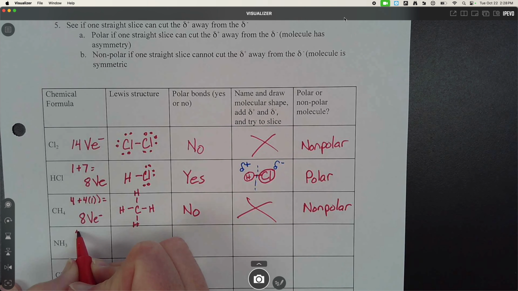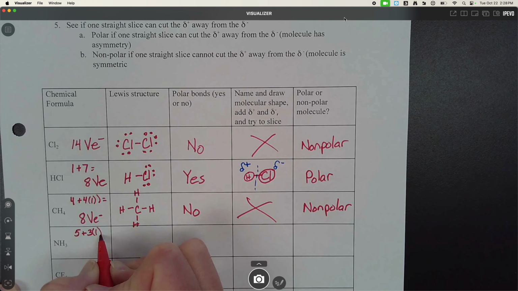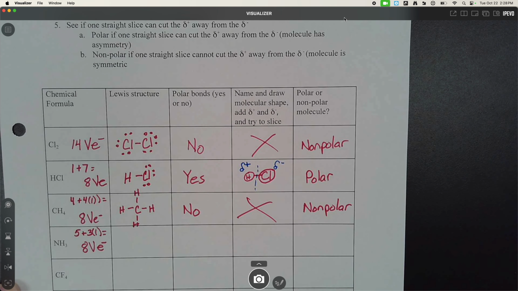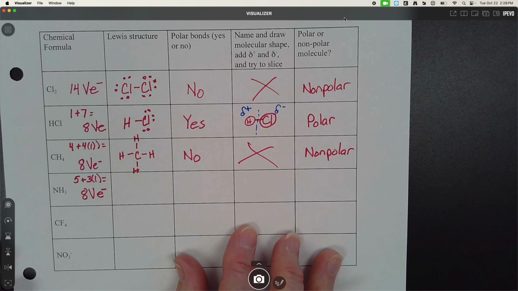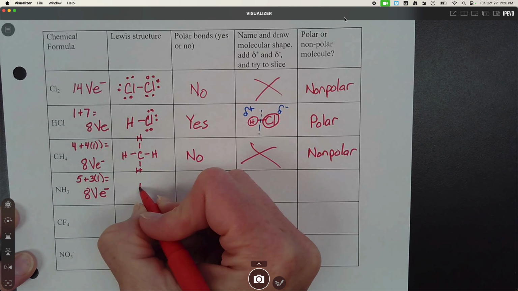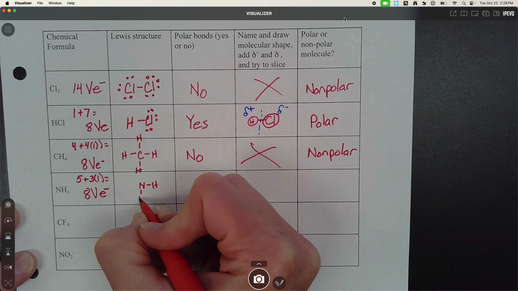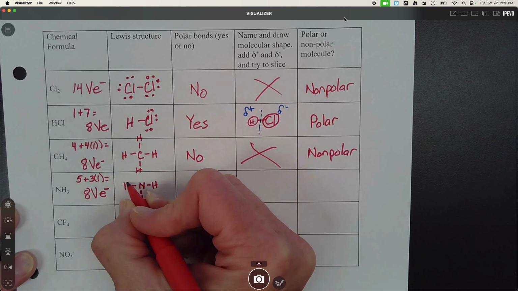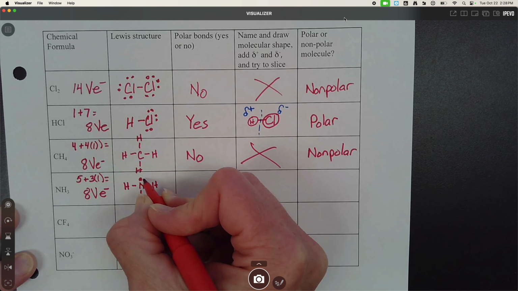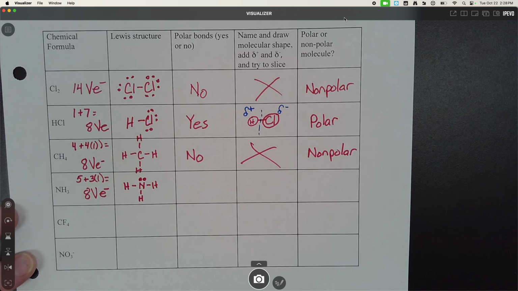NH3. Nitrogen has 5 valence electrons, plus I've got 3 hydrogens at 1 valence electron each. We've got another situation with 8 valence electrons. I'll put my nitrogen in the middle, my hydrogens around the outside. I have electrons left over, and when that's the case, they go on the middle.